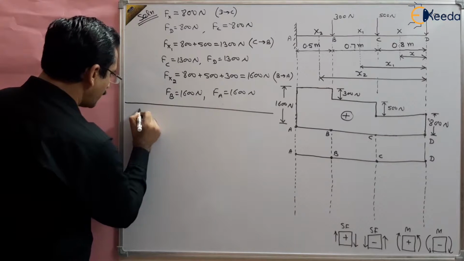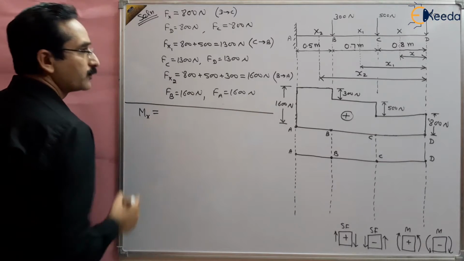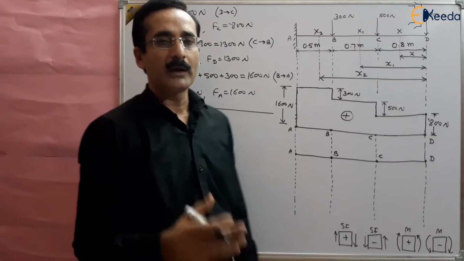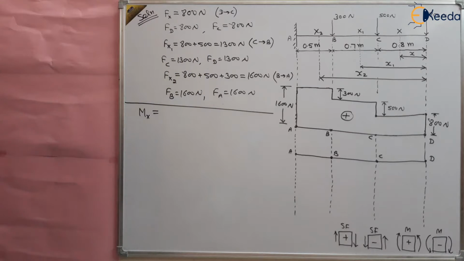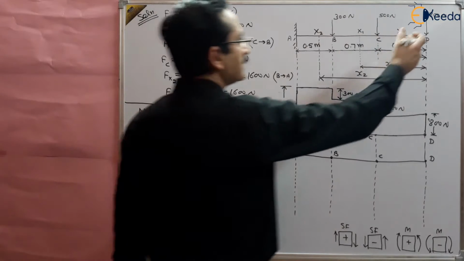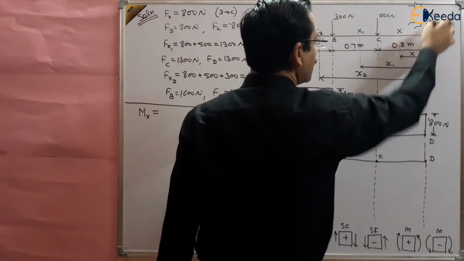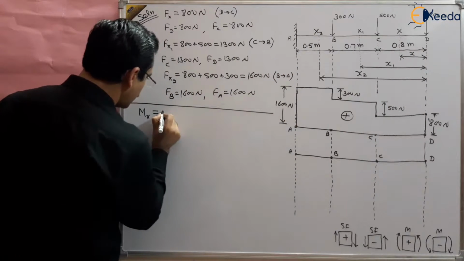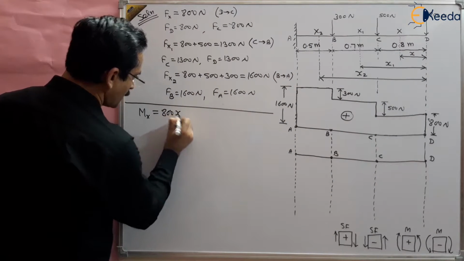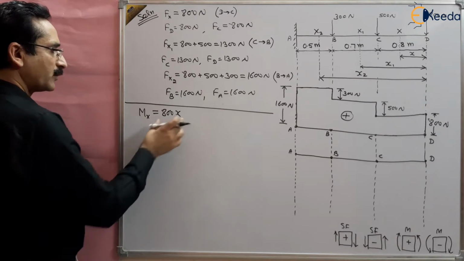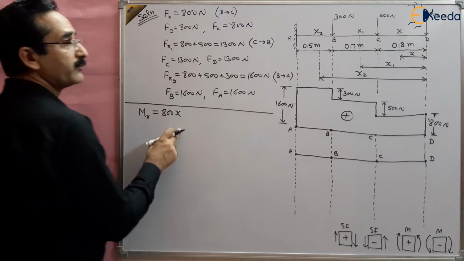So what is bending moment Mx? It is the algebraic sum of the moments of all the forces to the right or left of the section. Let us take the right of the section, because we are already taking the right section. To the right of the section, this is one force, 800 multiplied by the perpendicular distance, that is x, 800x. So we got 800x Newton meter of the moment, and this will be valid between D to C.